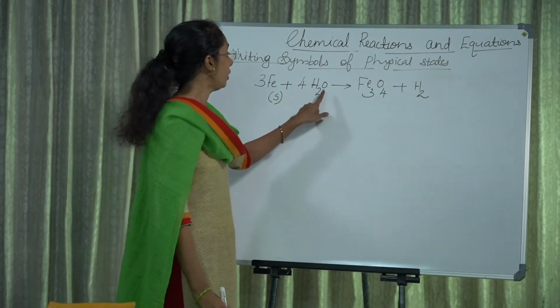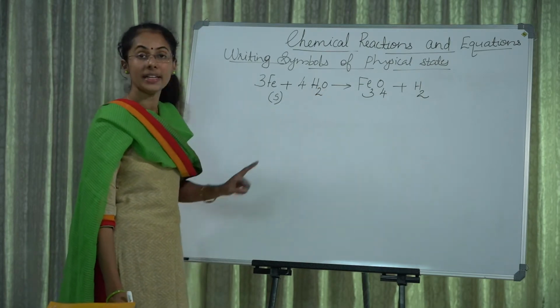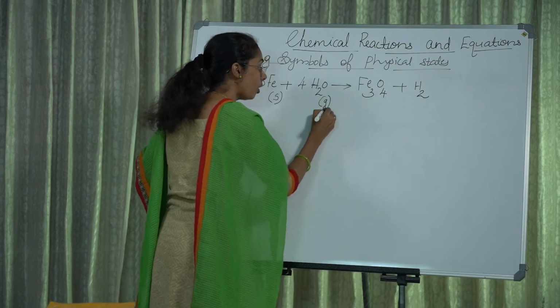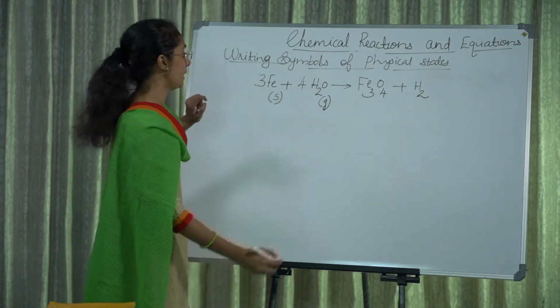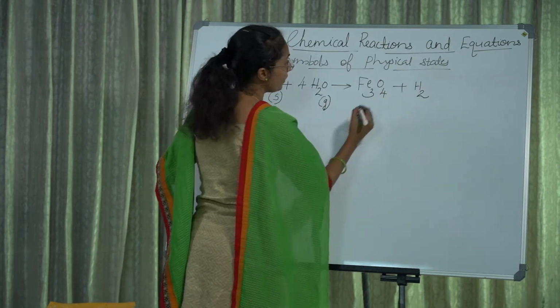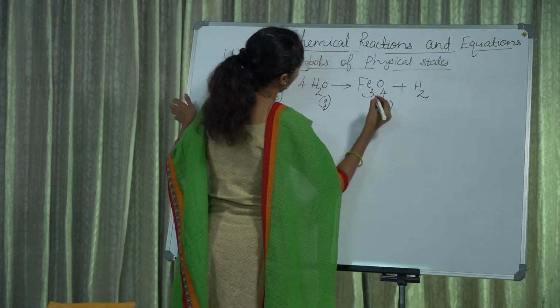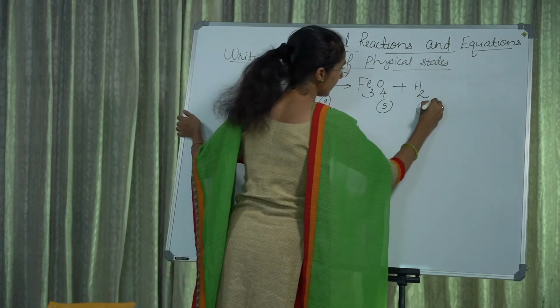Then 4H2O. This is in gaseous state. Gaseous state means in the form of steam, so we represent it with G. Next one, Fe3O4. Fe3O4 is in solid state and H2 is in gaseous state.